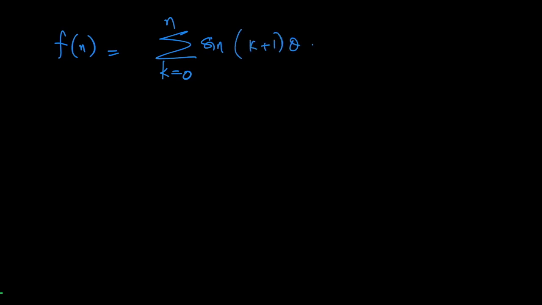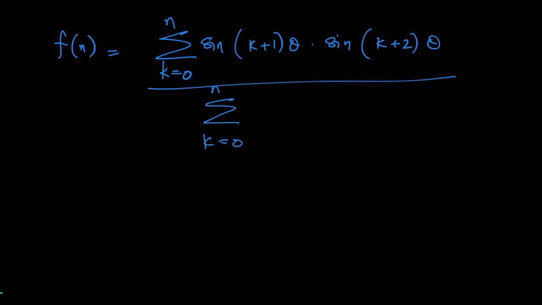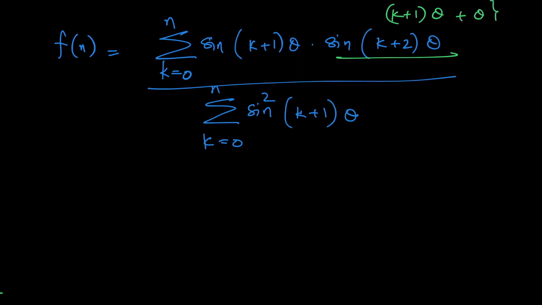Another method is just to observe that our f of n is of this form: sigma k equals 0 to n of sine of (k plus 1) theta into sine of (k plus 2) theta, divided by sigma k equals 0 to n of sine square of (k plus 1) theta. So observe that this term can be written as (k plus 1) times theta plus theta.